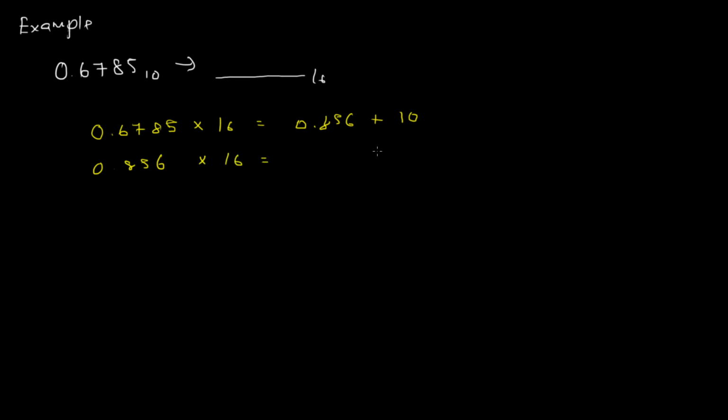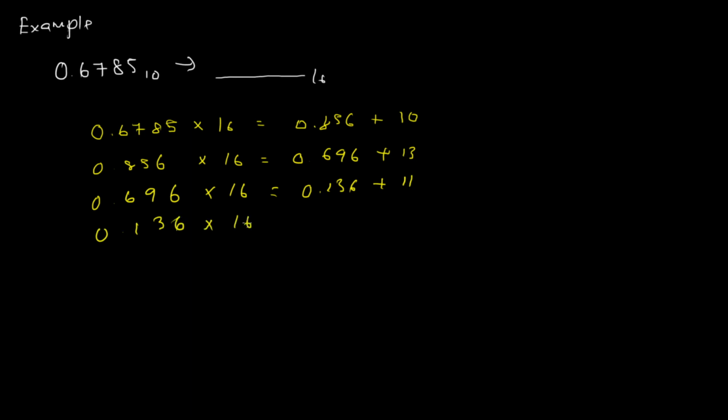So you're going to get 13.696. Sorry, 696. So you take this 0.696, multiply again with 16, you're going to get 11.136. So 0.136 here plus 11. Continue again.